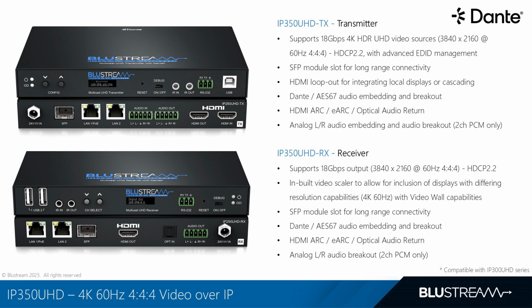That means you can now embed, break out, and route Dante audio directly alongside your video over IP system, along with full 4K 60 video. Now, if you need to bring in a microphone feed, distribute multi-zone audio, or output audio to a DSP, the IP350 UHD makes it all simple, terminating Dante endpoints right at the AV node for a cleaner, more streamlined system design. And just like its IP300 siblings, the 350 also supports HDMI ARC, eARC, and optical audio return, completely independent from the Dante routing. Now, this gives you even greater flexibility to separate or merge audio paths depending on your project requirements.